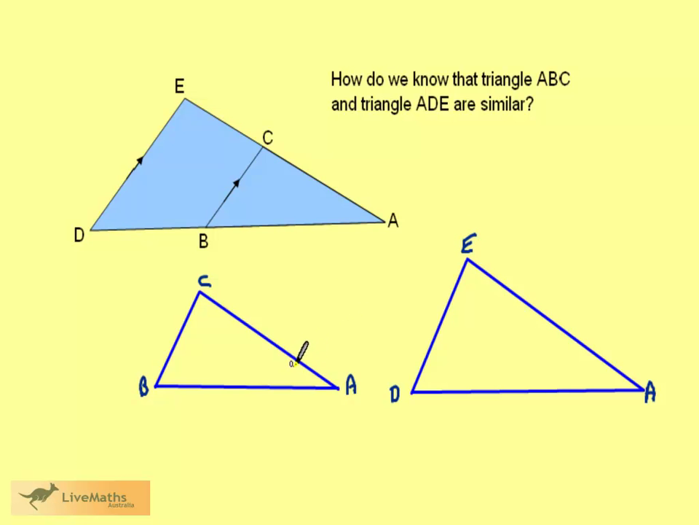First consider this angle. It has to be the same as this angle. That's because if we look at the original diagram, it's actually the same angle. So we can say that angle CAB is equal to angle EAD, and the reason we give is common. In other words, this same angle is in both triangles.